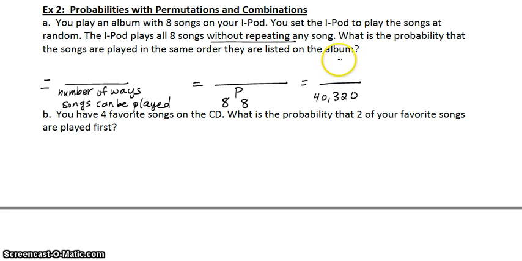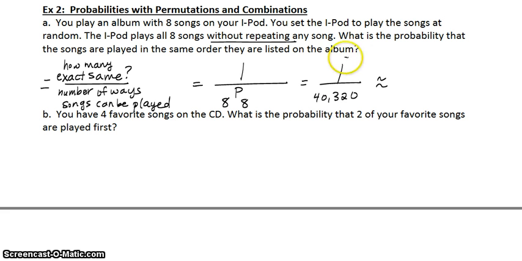Now let's go back and think about the top. So on top, you always put what you are looking for the probability of. And I'm saying, what is the probability the songs are played in the same order? So how many ways could it be played in the exact same way it's listed on the album? If you think about that, there's only one way. If you look at your album, there's only one way that it's listed in order. So there's only one way that I'm looking for it to be played exactly in the order it's listed.